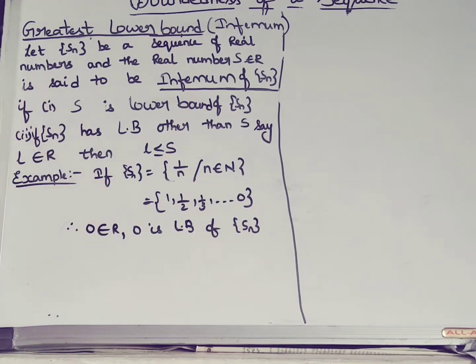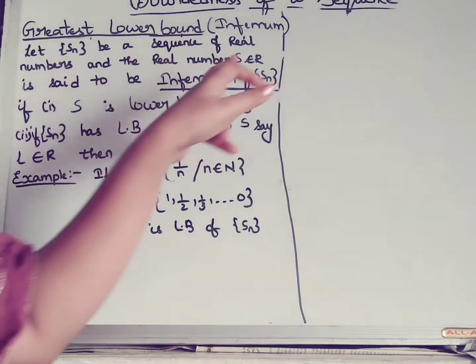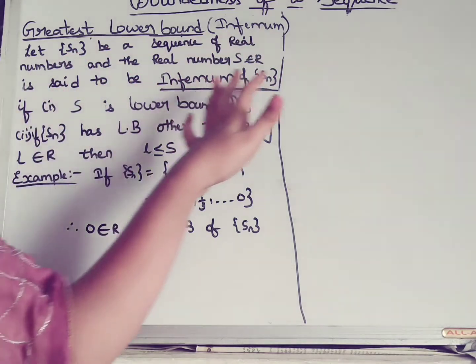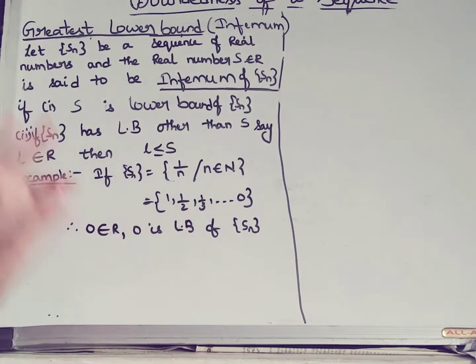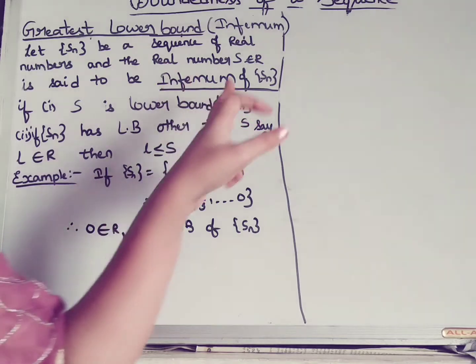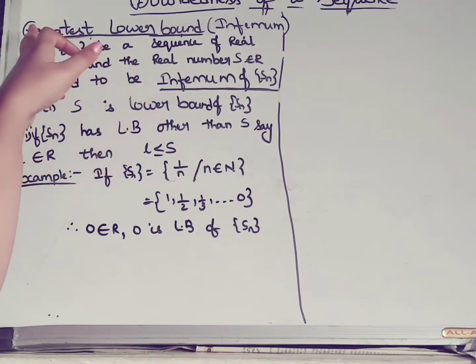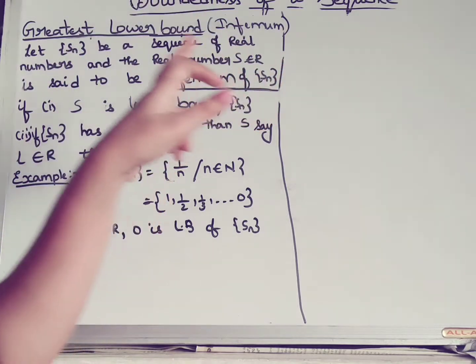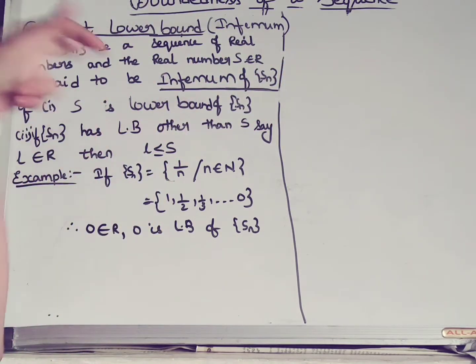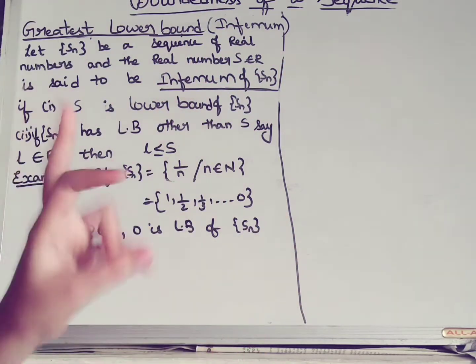So for this we need to consider a sequence first. Let Sn be a sequence of real numbers, and the real number S belongs to R is said to be the infimum of sequence Sn when it satisfies two conditions. First of all, it should be a lower bound of sequence Sn. Why? Because what is our definition name? Greatest lower bound. So first of all, it should be a lower bound of the sequence Sn.